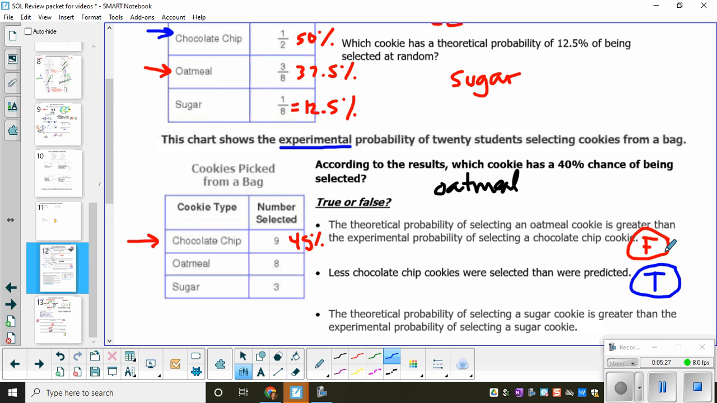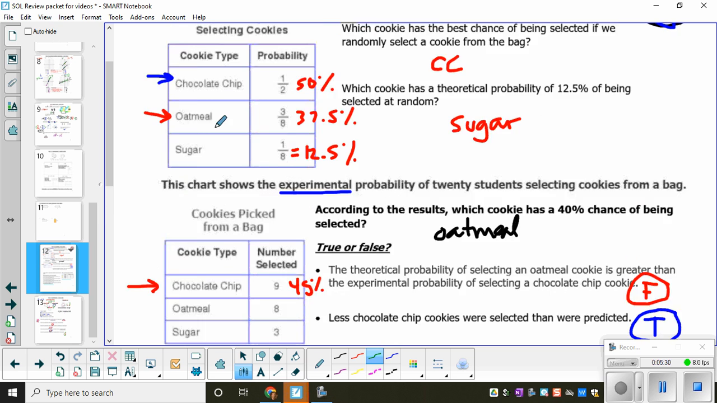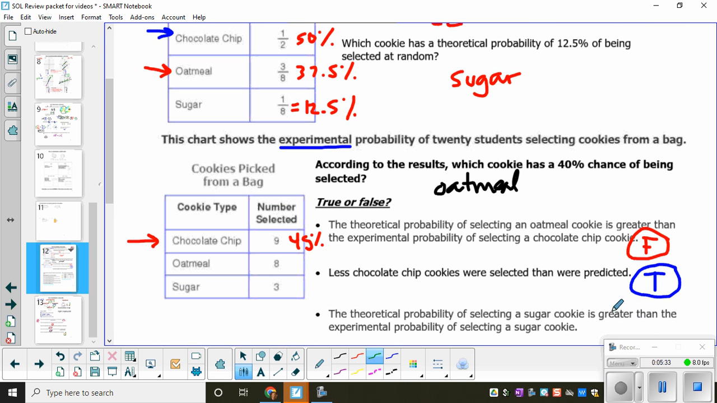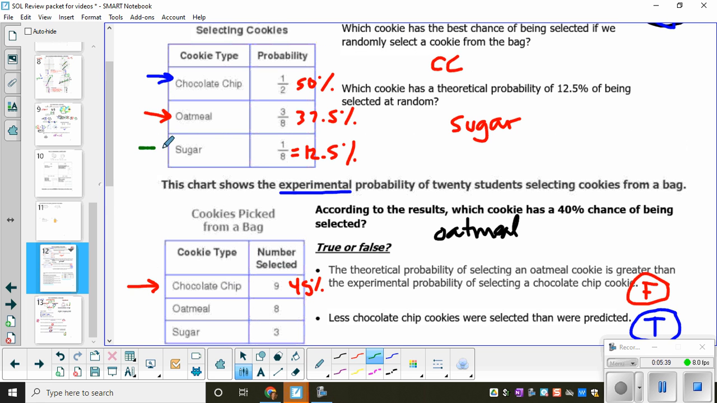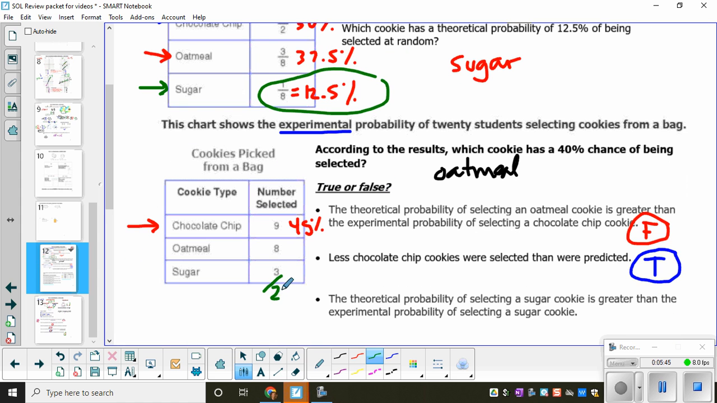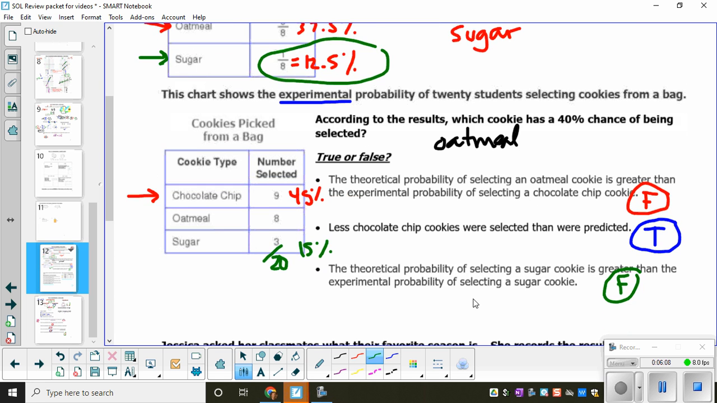All right, and now for the third one here, the theoretical probability, so again, thinking about what we would have predicted, is that greater than the results of picking a sugar cookie? So up here, what we thought was going to happen was 12.5% of the time. And what did happen, the 3 out of the 20, you might remember, was 15%. So is this number up here, the theoretical, greater than this number down here? No, 15 is greater. So the results, we got sugar cookies more than we would have predicted. And therefore, this is a false statement, okay? The theoretical here would have been less than the experimental down here.